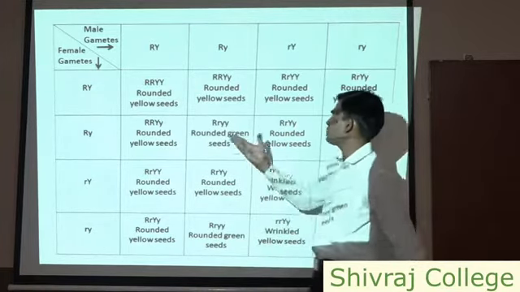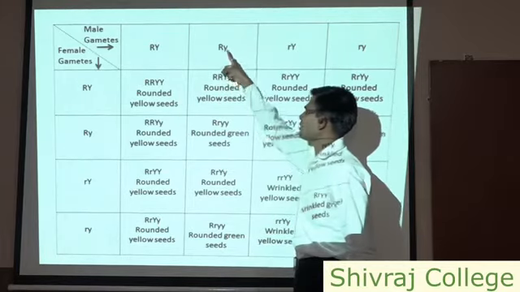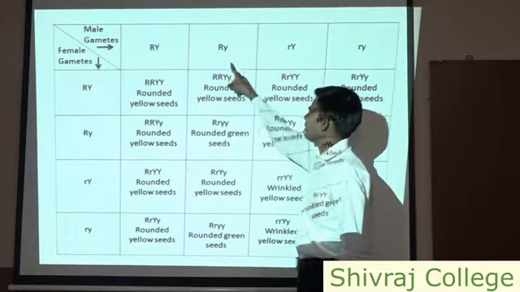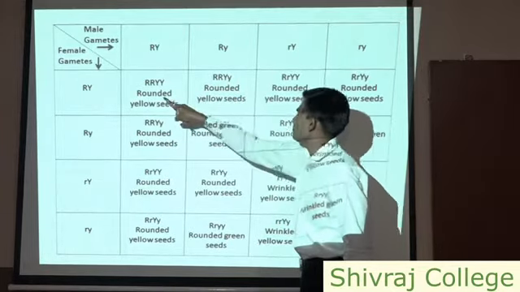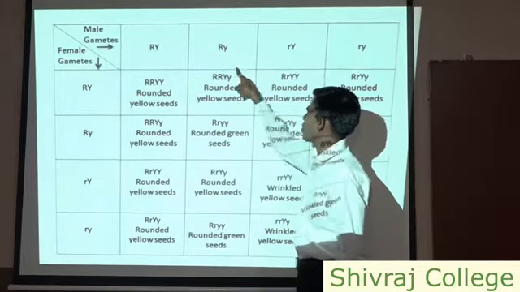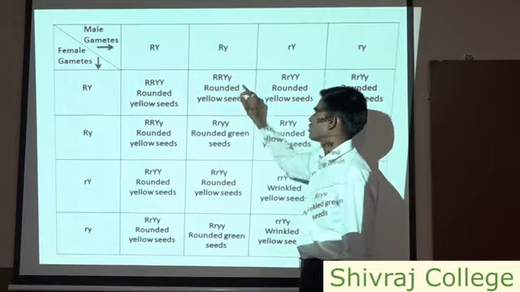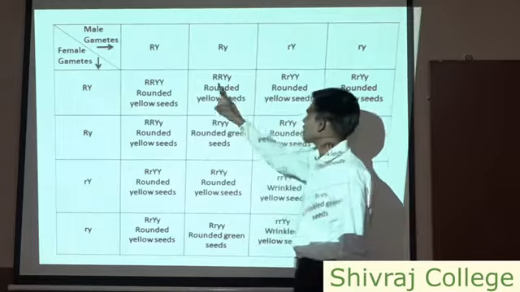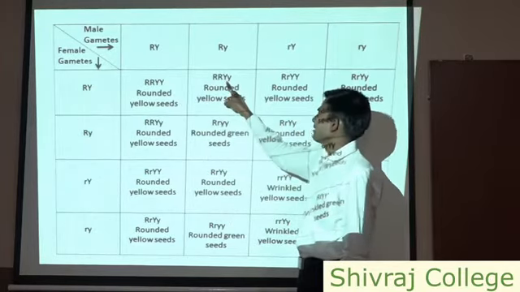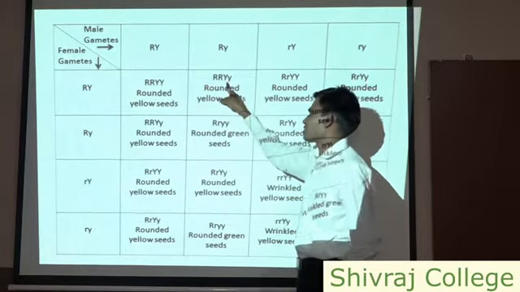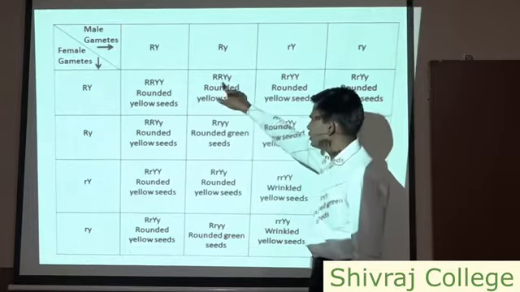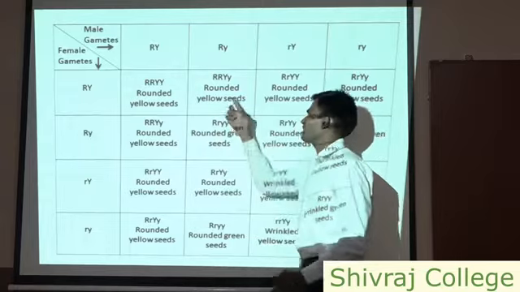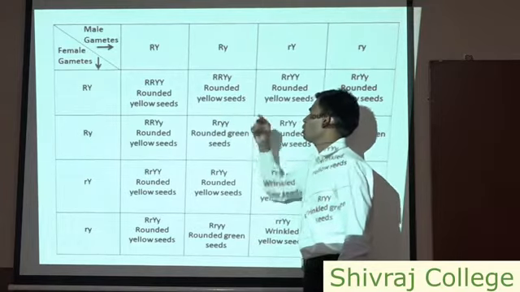Then in the next plant, capital R comes from the male gamete and capital R from the female gamete. Then capital Y from the female gamete and small y from the male gamete. The capital letter gets written first, so that's why capital Y is written first. These genotypes have the phenotype of round shaped, yellow colored seeds.